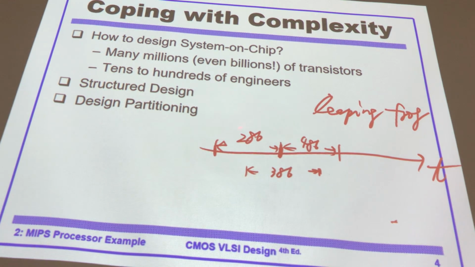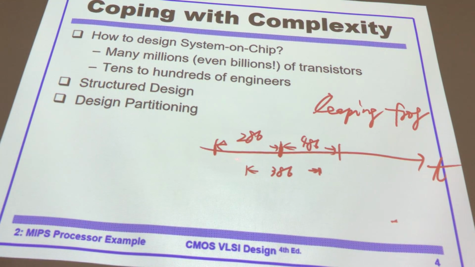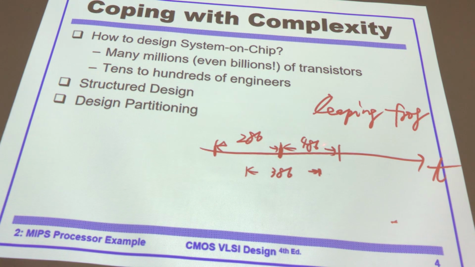Typically, the same group that designed the 286 is going to design the 486. Most of them will stay. You can see that there are two tracks, each designing a generation of the CPU, and they are overlapped. That way, you can bring the new generation product to the market as soon as possible.